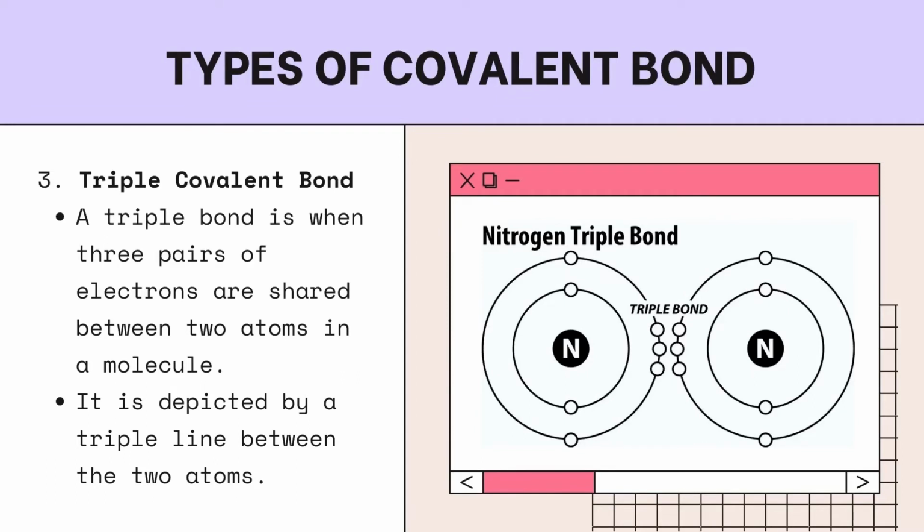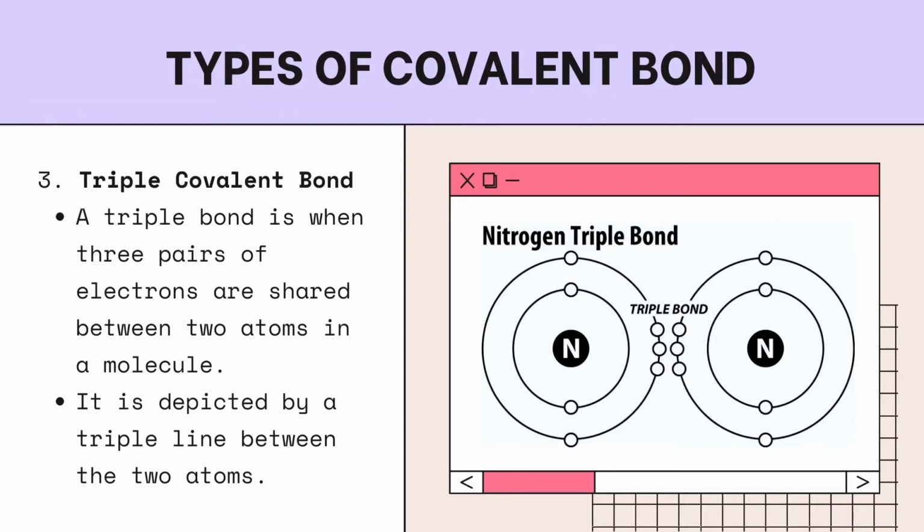Lastly, triple covalent bond. A triple covalent bond is when 3 pairs of electrons are shared between 2 atoms in a molecule. It is the least stable out of the 3 general types of covalent bonds. It is depicted by a triple line between the 2 atoms. We have here nitrogen atoms. A nitrogen atom has 5 valence electrons. It shares 3 of its electrons to also gain 3 electrons from another nitrogen atom.